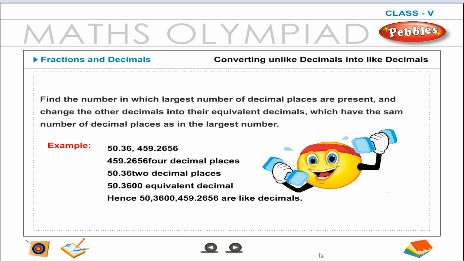Example, 50.36 and 459.2656. 459.2656 has 4 decimal places. 50.36 has 2 decimal places. 50.3600 is the equivalent decimal. Hence, 50.3600 and 459.2656 are like decimals.